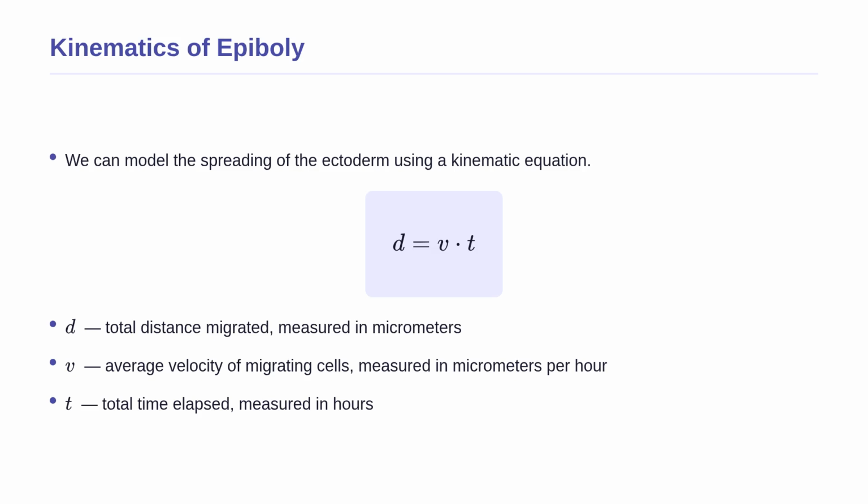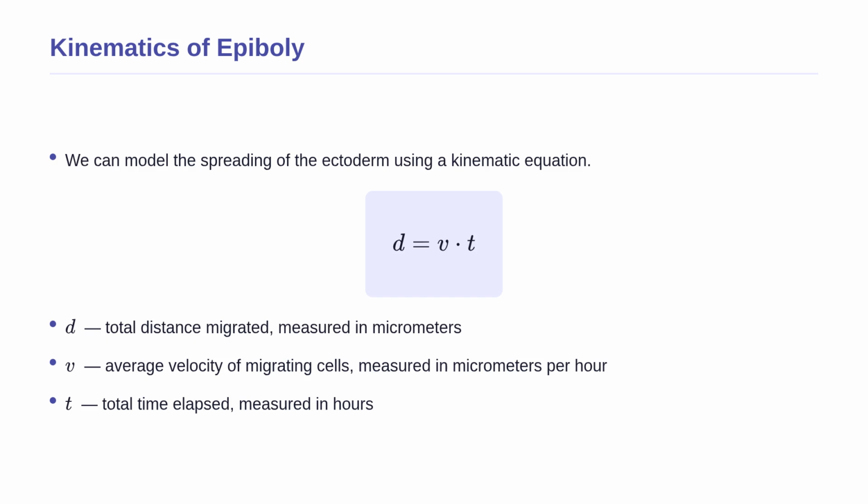These massive cellular migrations are not just random. They follow physical laws. To understand the mechanics of gastrulation, developmental biologists measure the velocity of these cell movements. We can model the distance covered by the migrating ectoderm during epiboly using a fundamental kinematic equation, D equals V times T. Conceptually, this comes from basic physics, where distance is the product of speed and time.